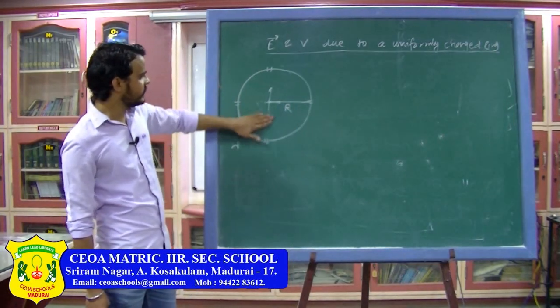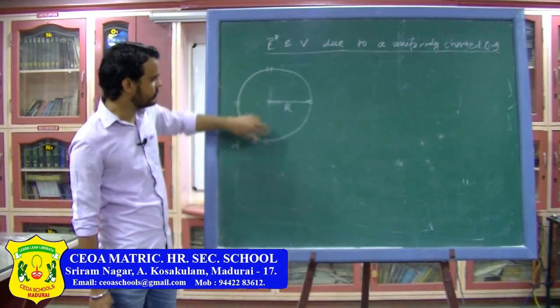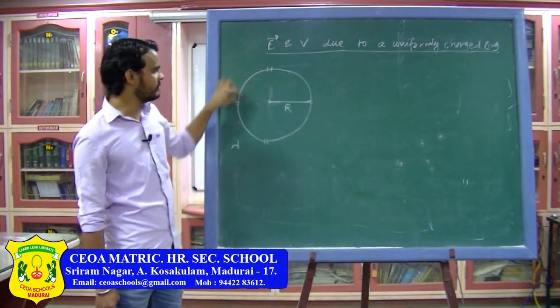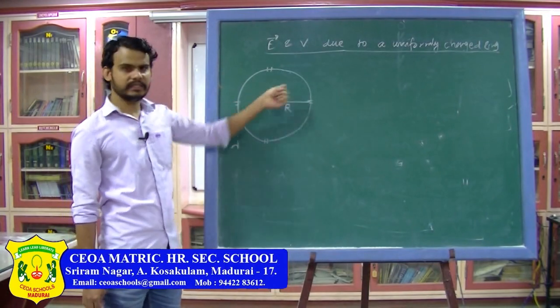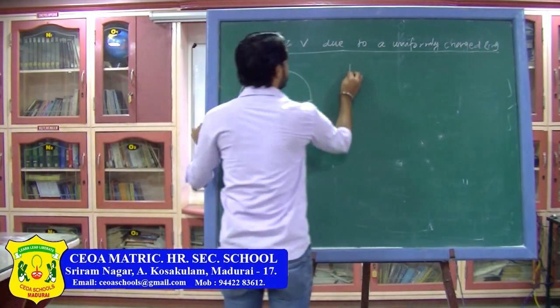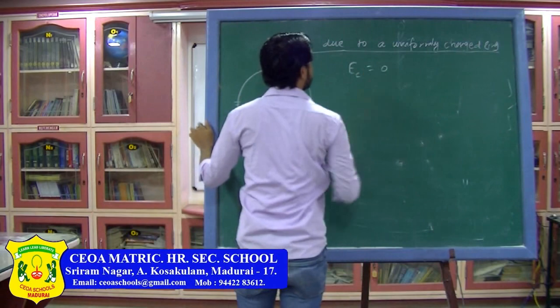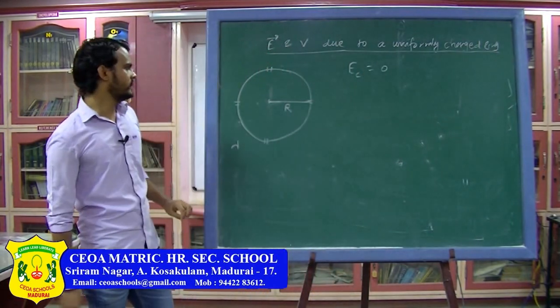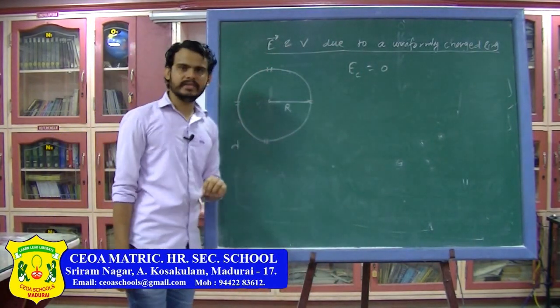So at the center the electric field will be 0, because the electric field due to each and every small element will be canceled by the opposite element. So the electric field at the center of the ring will be 0. The second thing is we have to find the electric potential at this point.